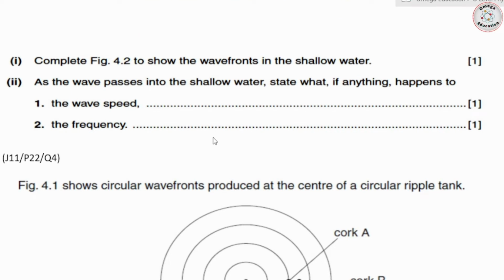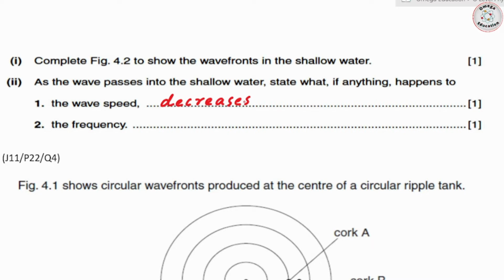As the waves pass into the shallow water state, what, if anything, happens to, first of all, the wave speed? As the waves enter the shallow water, the wavelength decreases primarily because the speed of the water waves also decreases. The waves kind of start lagging and they bend towards the normal. Their speed decreases, their wavelength decreases.